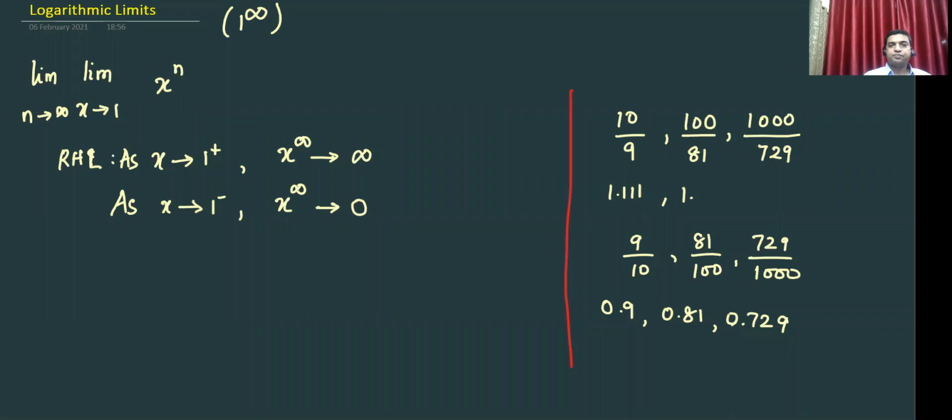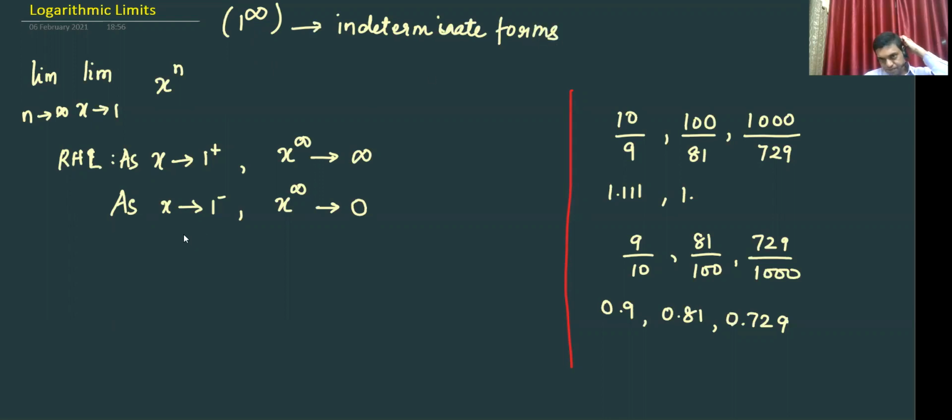So now based on this, there are some very, very important limits of this form, 1 power infinity. So here the base tending to 1 and the exponent tending to infinity is an indeterminate form. This is one of the indeterminate forms.